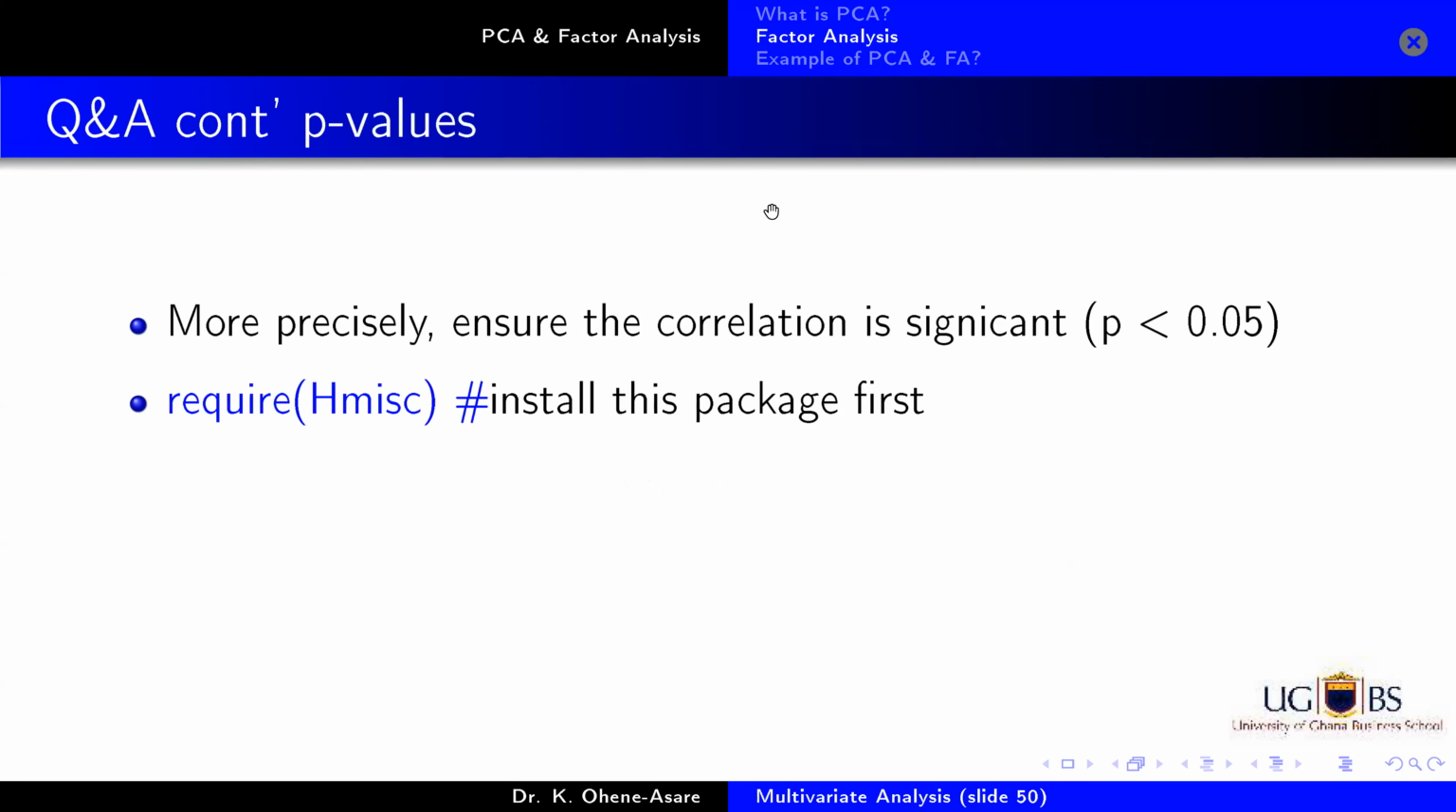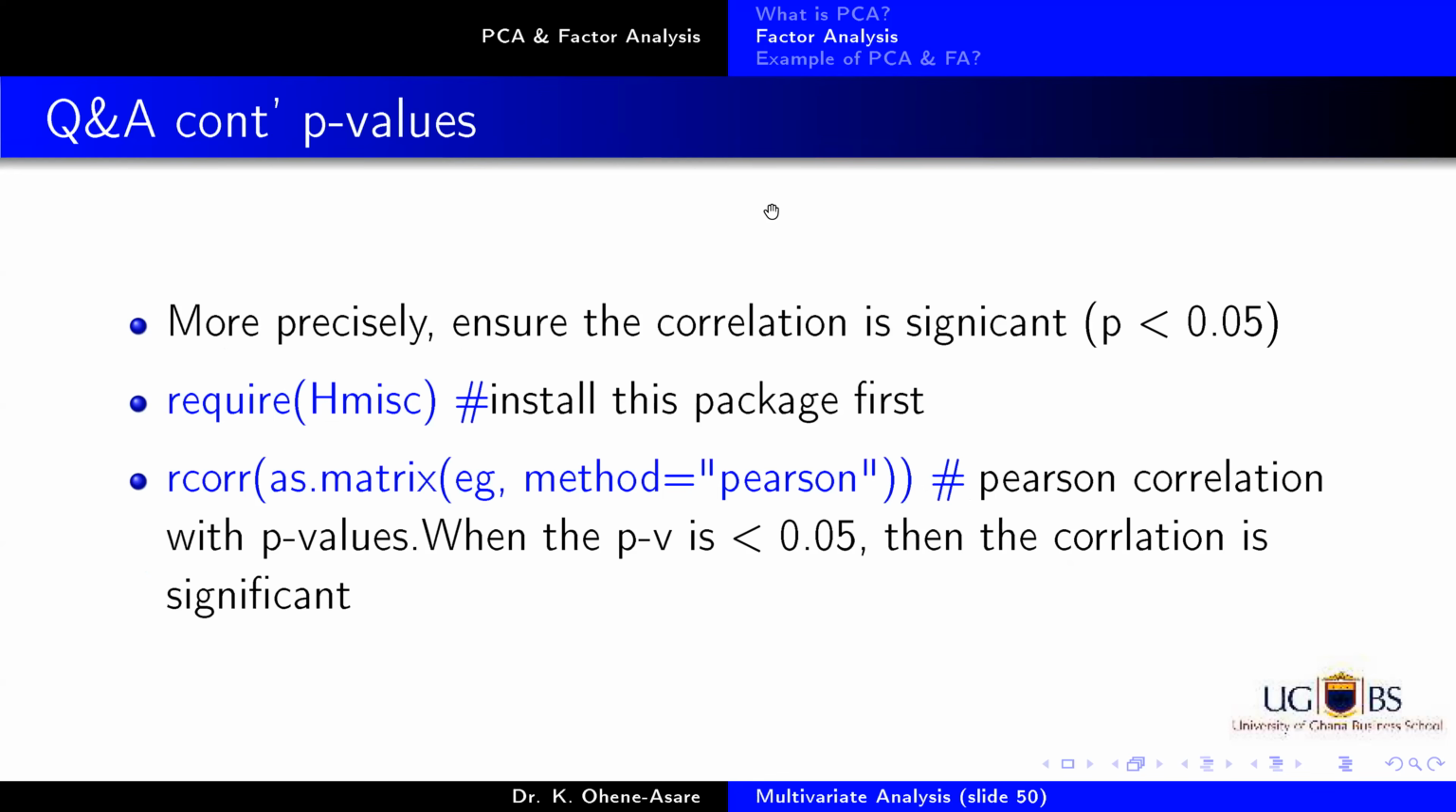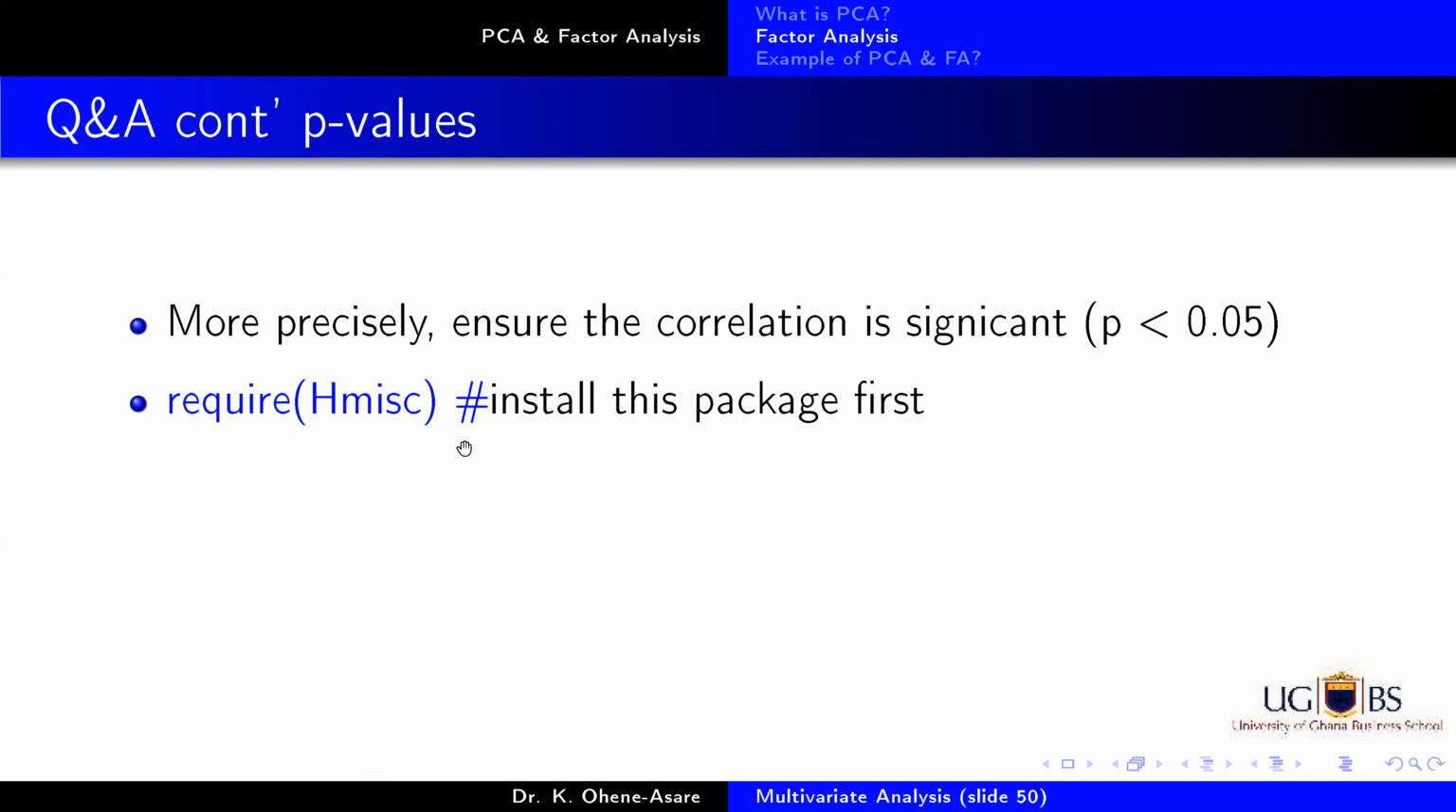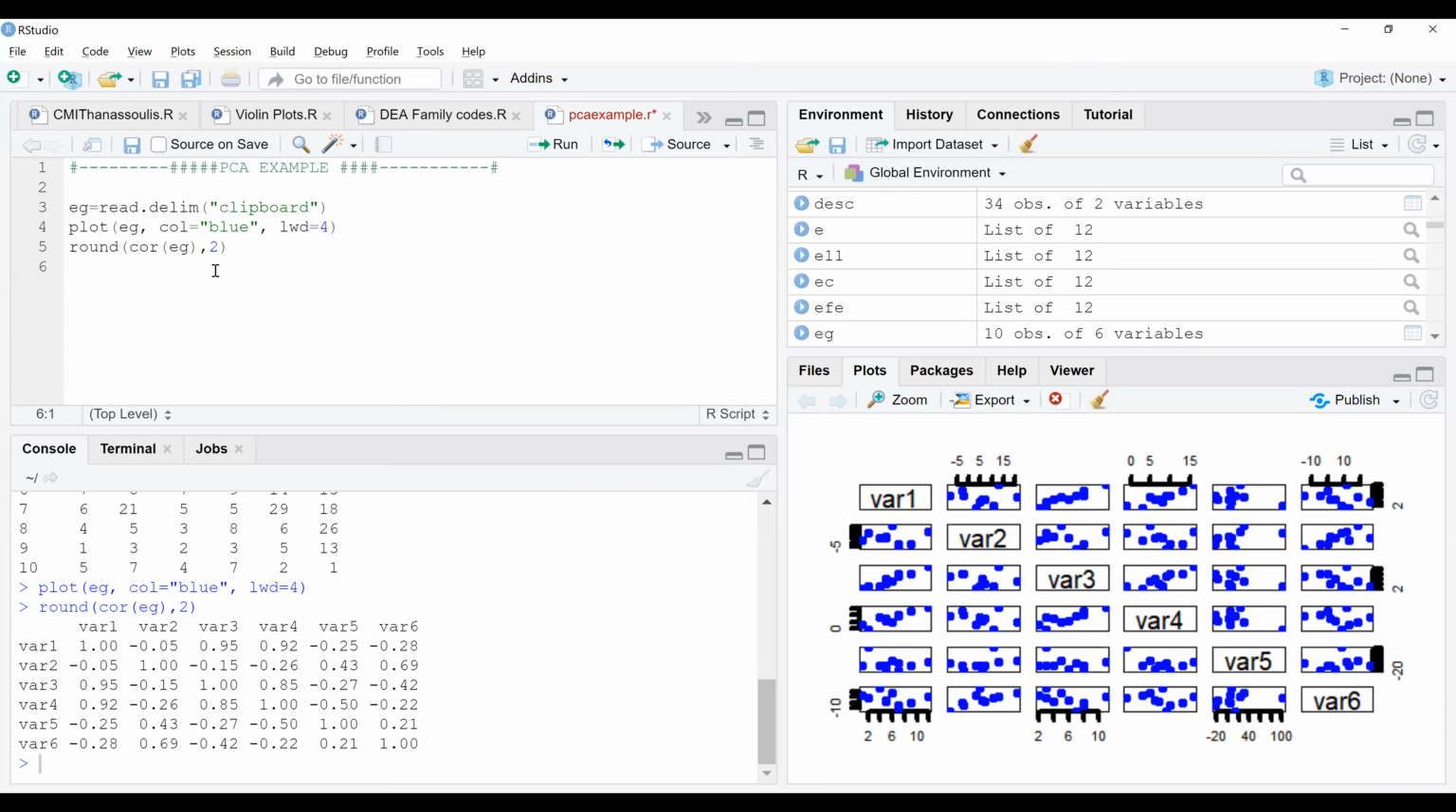All right, let's go to the next thing. We are going to generate the p-values. To do that, you need this command, which is require or library Hmisc. We're going to take this and type it into RStudio. So you go to RStudio and you type require or library Hmisc, under the assumption that you've installed this.